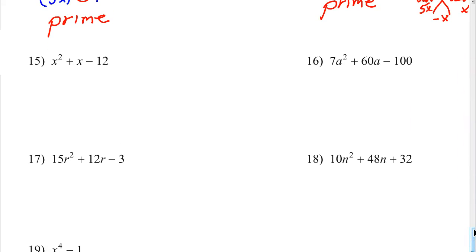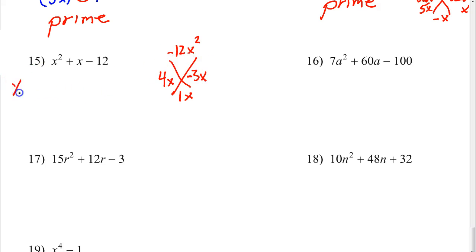Okay, number 15. No GCF. What multiplies to negative 12x squared and adds to 1x? This time I think we can get it. 3 and 4 multiply to 12. And to get positive 1, I need that to be negative. And now it will multiply to negative 12.